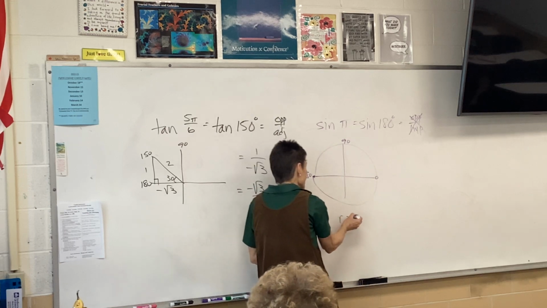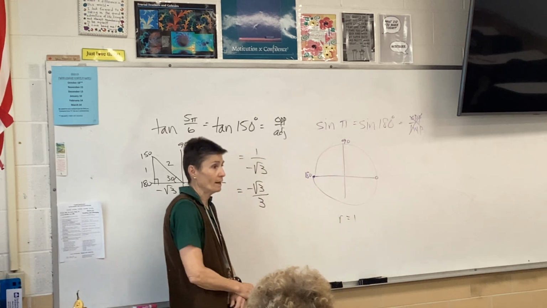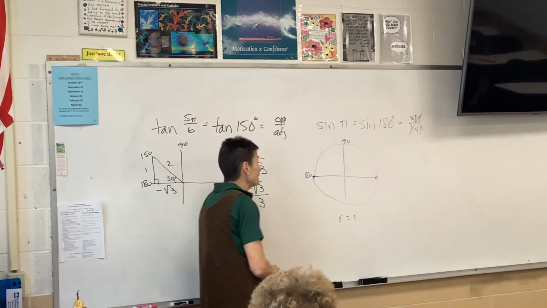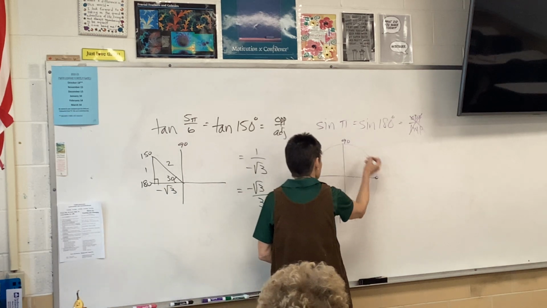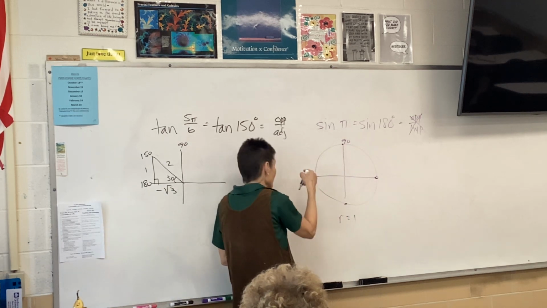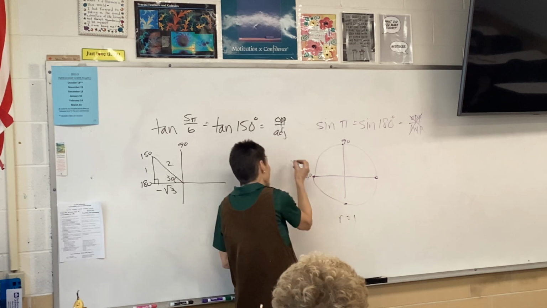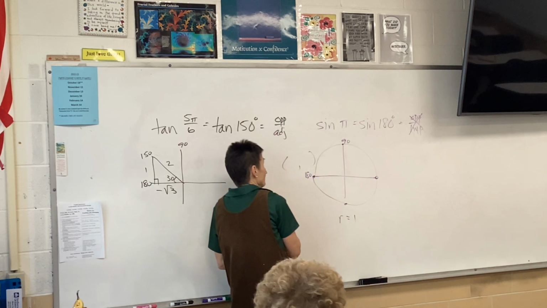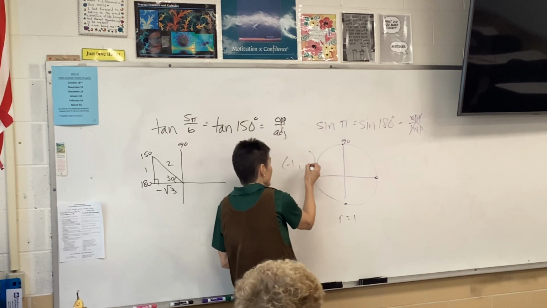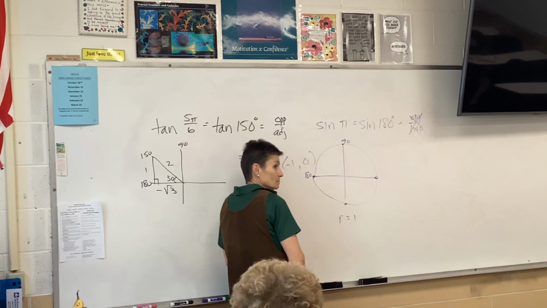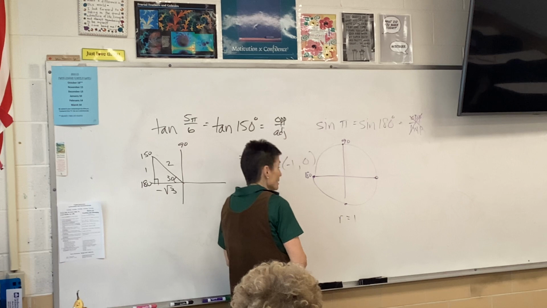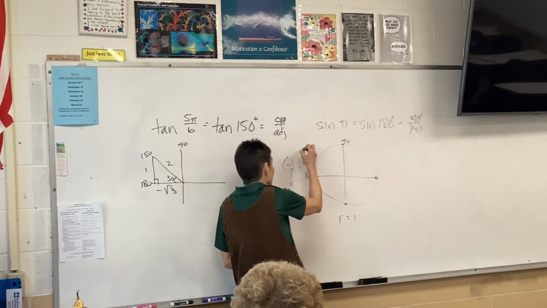And the radius of that circle is always 1. So I can label every single one of these points, but I really only need this one in this problem. What are the coordinates of this point? Actually, -1, comma, 0. So that's x, and that's y.